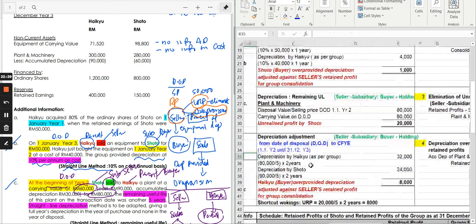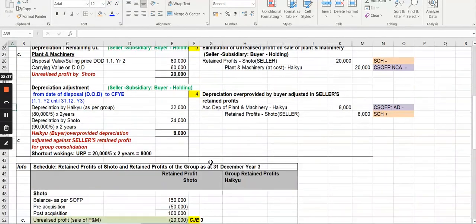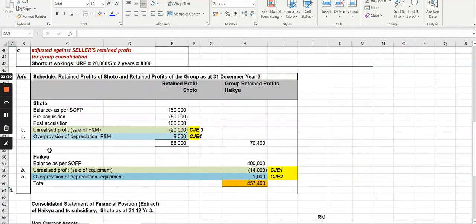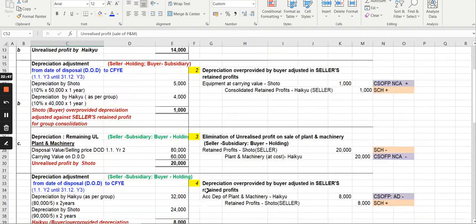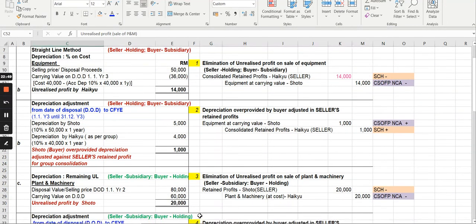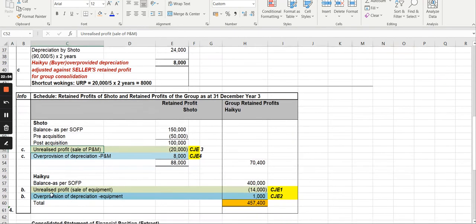So done with that. Let's see the impact of that. Let me just close this off for you. Okay, we just focus on this. The impact here is in the schedule. I've done 4 consolidation journals here: 1, 2, 3, 4. The one related to the equipment is in the retained profit of the seller, HighQ, which is the holding company. So you can see the adjustment, consolidation journal entries 1 and 2, is here.